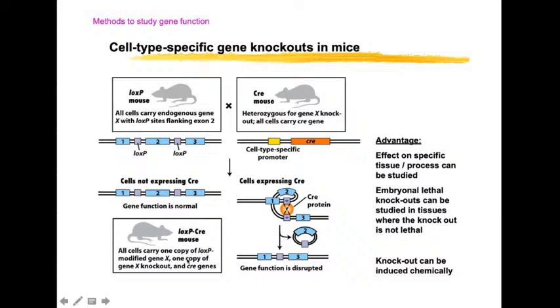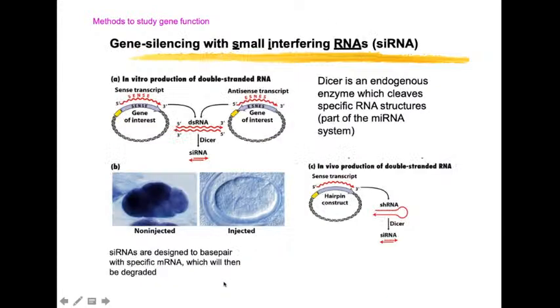So we have all cells carrying the LoxP modified gene X, one copy of gene X knocked out, and Cre genes in this case. And we can also do gene silencing with small interfering RNA. That is, we have a gene of interest with the sense and the antisense transcript, right? Then we bring them together with the Dicer, and we create this siRNA. Then we inject them, and we design it so that the expression of the specific protein or RNA will not work.